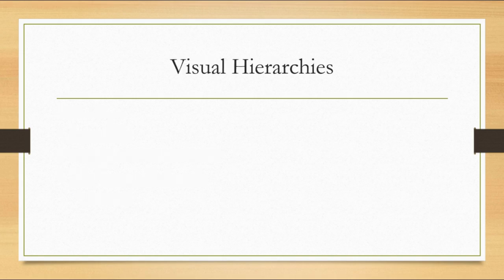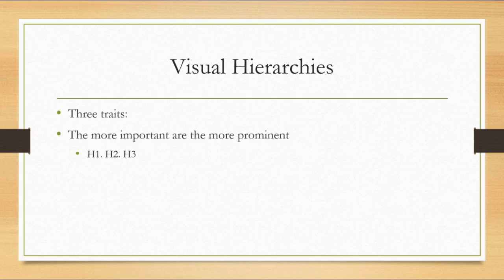All right, talk a little bit about visual hierarchies. There are 3 traits. Put the most important things more prominently. Use your H1, H2, H3, H4 tags. That's what they're there for. Make the most important things H1, next most H2, further down the line H3, H4, and H5.